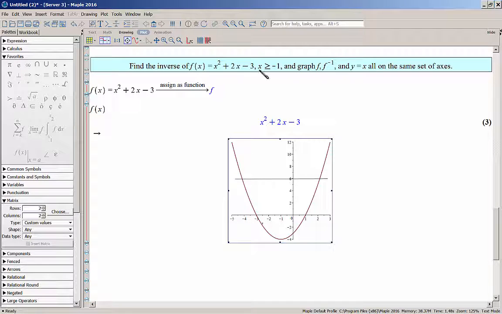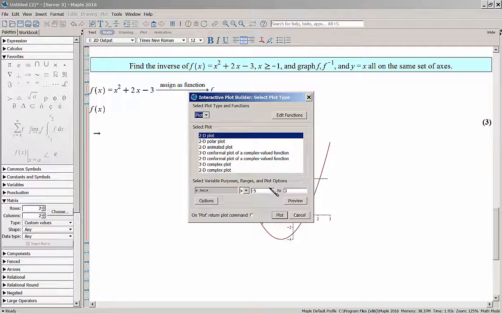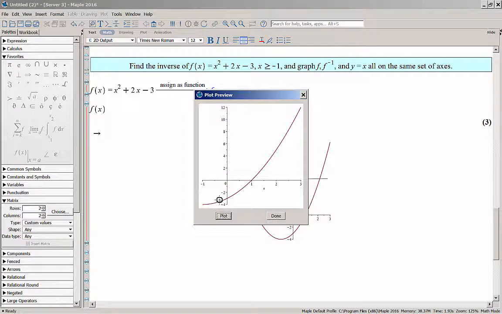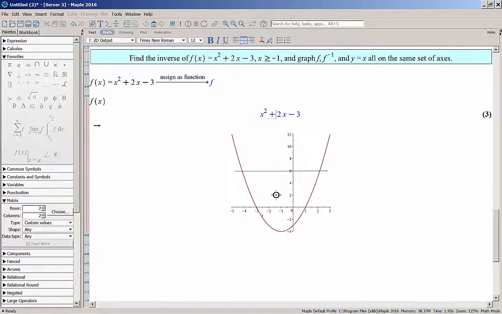The restriction, x greater than or equal to minus 1, is basically saying that we really want to look at this piece, the piece from the vertex to the right. That piece is one-to-one. And if we drew that, so if we started at negative 1, we would have a branch that is one-to-one, and it is invertible. Okay, so that's the reason for the restriction.